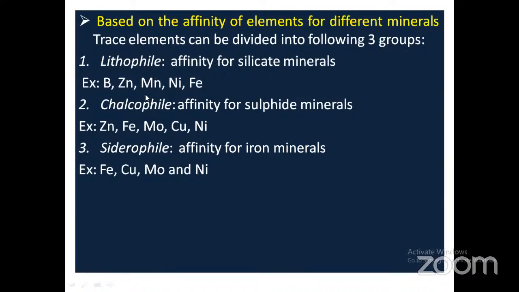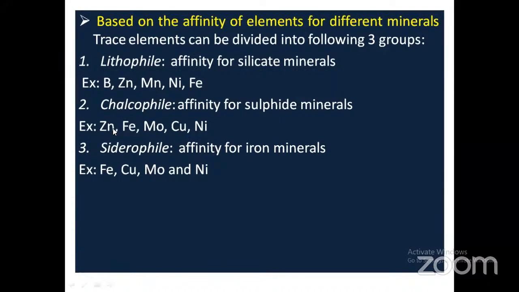One is lithophile, another is chalcophile, next is siderophile. Lithophile is one that is having high affinity for the silicate minerals. And the elements that come under this category are boron, zinc, manganese, nickel, and iron. So they are lithophiles and they have high affinity for the silicate minerals. Another is chalcophile. They are the elements that are having high affinity for sulfide minerals. They form covalent bond with the sulfide mineral. Sometimes it is asked in exams which one of the following group of elements form covalent bond with the sulfide mineral. So it is chalcophile.